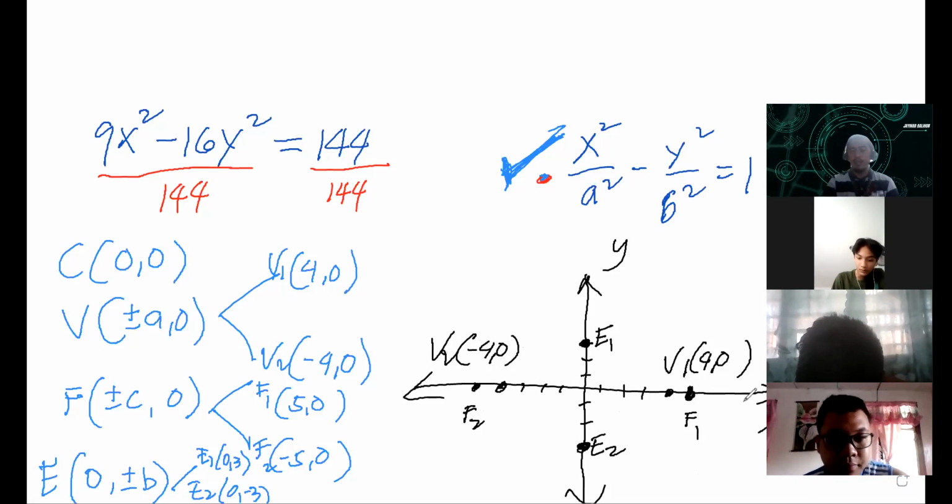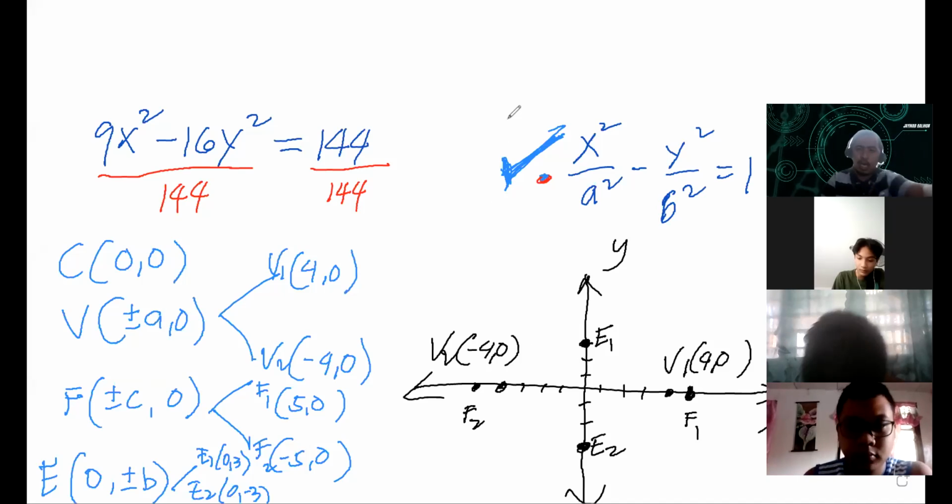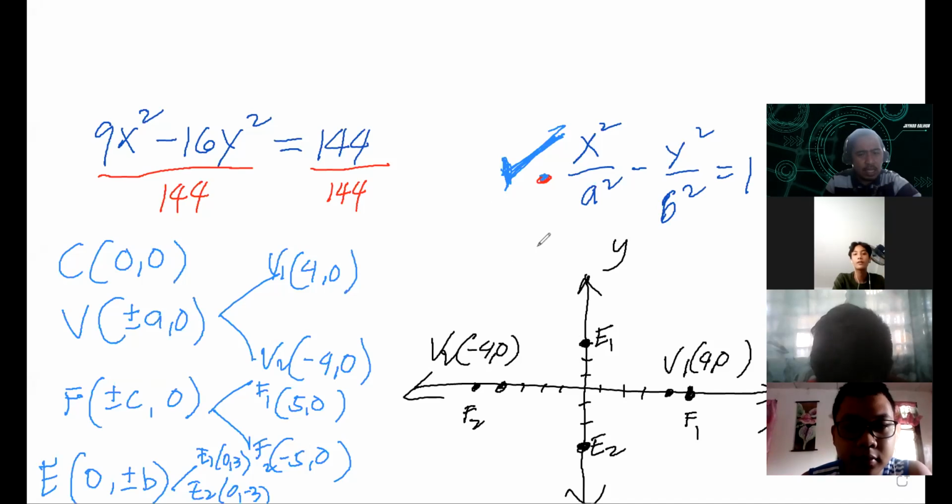It is easier to graph the hyperbola if you know this E and the vertices, to draw a rectangle. Excuse me, sir, may we annotate? Imaginary rectangle. Annotate, sir. Later, in the example, okay? I will be giving you a chance later.